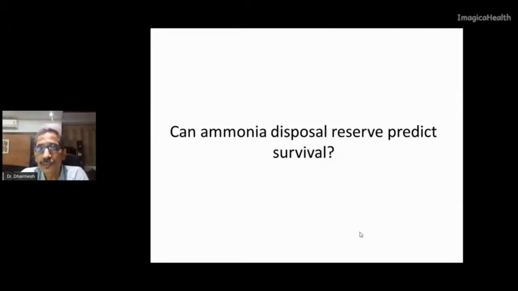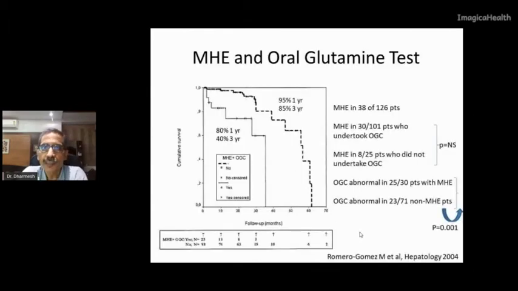Can ammonia disposal reserve predict survival? Most of us know that in patients who have MHE, and Dr. Jess has probably done seminal work in this area, we can predict that most of them are going to develop OHE, or overt hepatic encephalopathy. But what we cannot say is whether they are going to survive, or whether that can predict survival in these patients or not. So there comes this concept of the oral glutamine test.